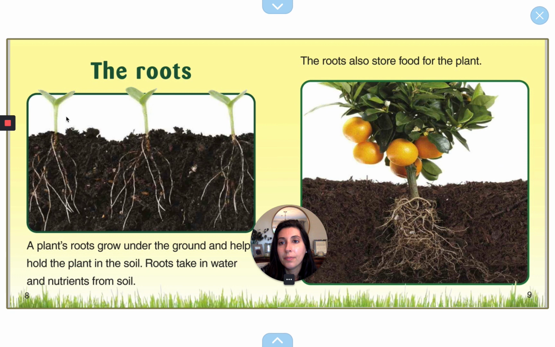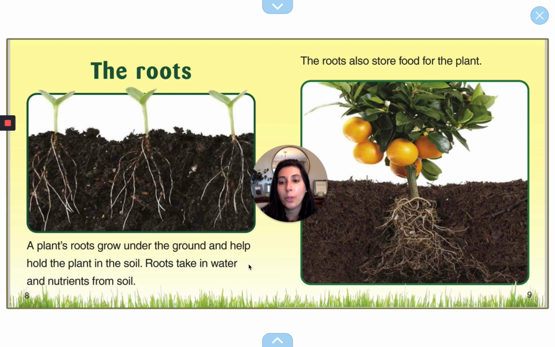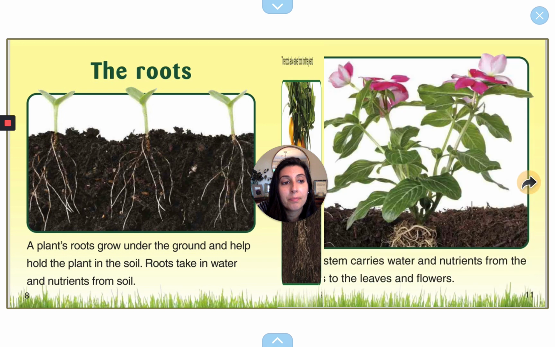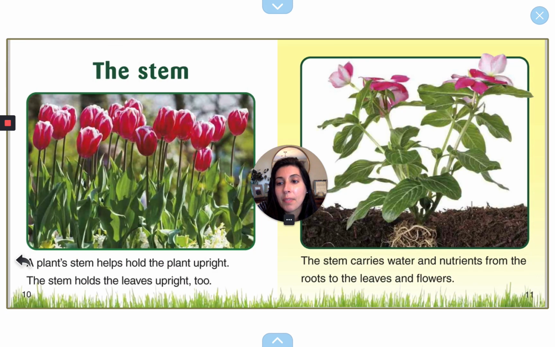The roots. A plant's roots grow under the ground and help hold the plant in the soil. Roots take in water and nutrients from the soil. The roots also store food for the plant. The stem. A plant's stem helps hold the plant upright. We remember learning that in that video, right? The stem holds the leaves upright too. Oh my goodness, is that new information? We didn't learn that the stem also holds the leaves up. But yeah, it does, and that's pretty important.